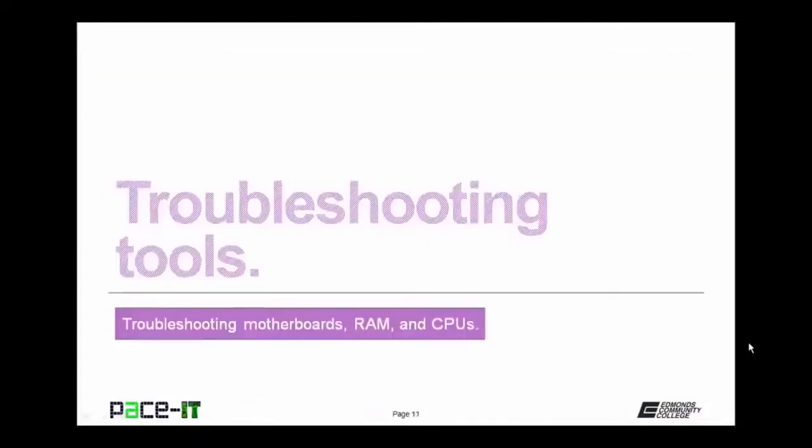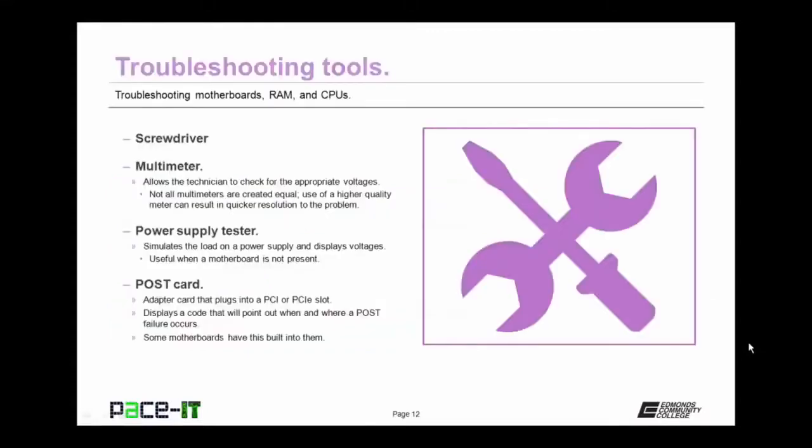Now let's talk about some troubleshooting tools that you can use to troubleshoot motherboard, RAM, and CPU issues. The first tool is a screwdriver. Why? Because it allows you access to inside the case so that you can look at the motherboard, the CPU, and the RAM. A multimeter is another awesome tool for troubleshooting these items. It allows you to check and make sure that everything's getting the appropriate voltage.